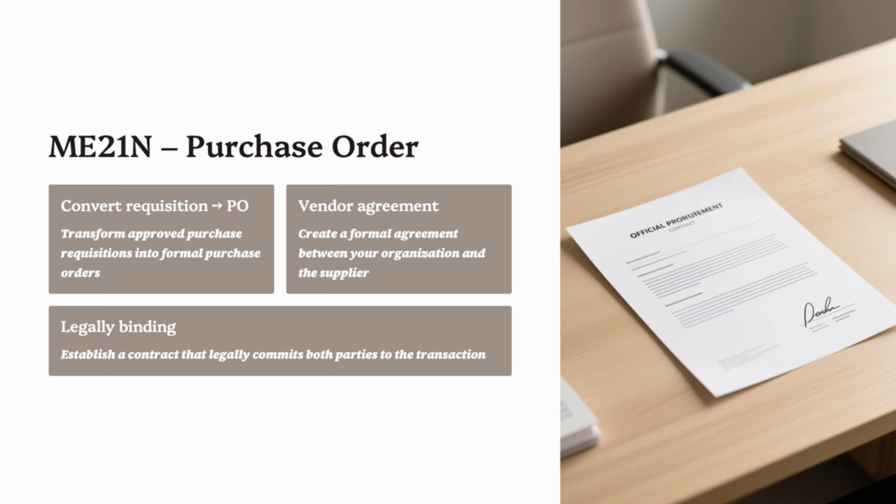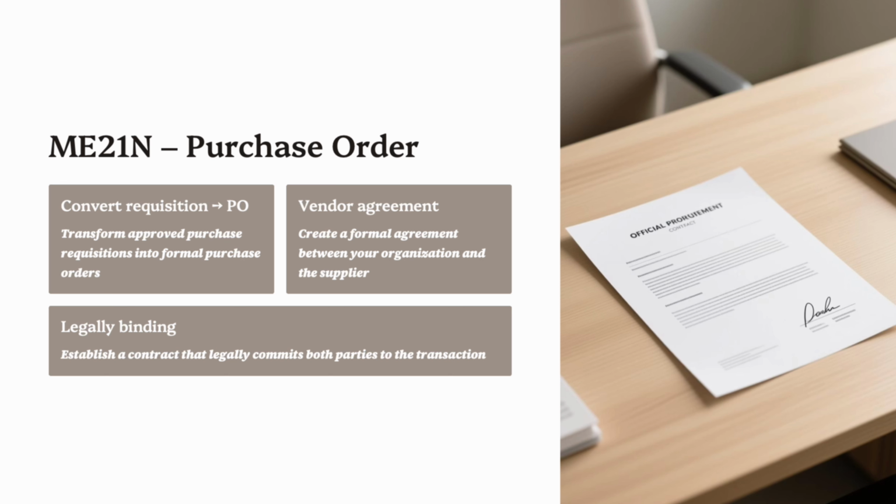Part 2, ME21N, Purchase Order. Once a purchase requisition is approved, the next step is to create a formal order to the vendor. And that's where ME21N, Purchase Order, comes in. A purchase order, or PO, is not just another document in SAP. It's a legal contract between the company and the vendor. When you create a PO in ME21N, you're telling the vendor exactly what the company wants, how much, at what price, and when it should be delivered.